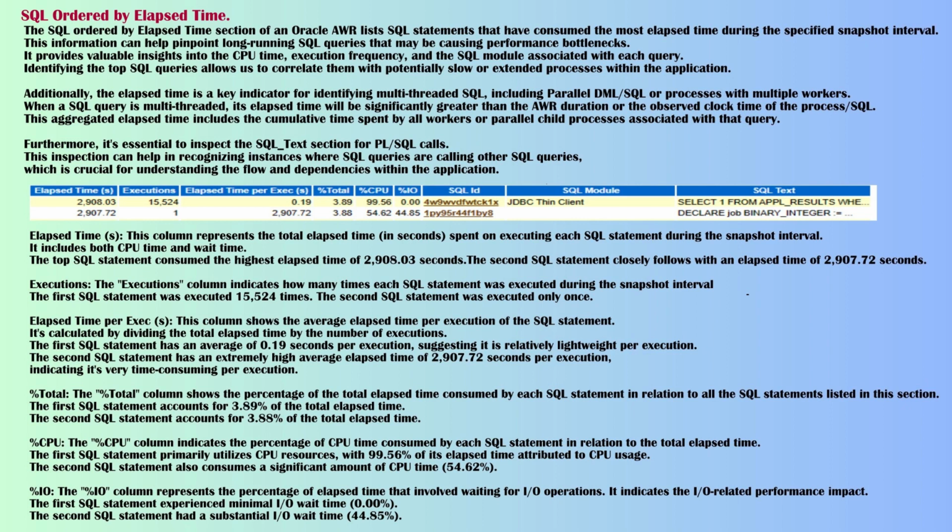Percent total: the percent total column shows the percentage of the total elapsed time consumed by each SQL statement in relation to all the SQL statements listed in this section. Percent CPU: the percent CPU column indicates the percentage of CPU time consumed by each SQL statement in relation to the total elapsed time. Percent I/O: the percent I/O column represents the percentage of elapsed time that involved waiting for I/O operations. It indicates the I/O related performance impact.